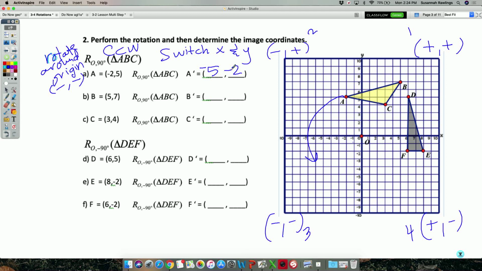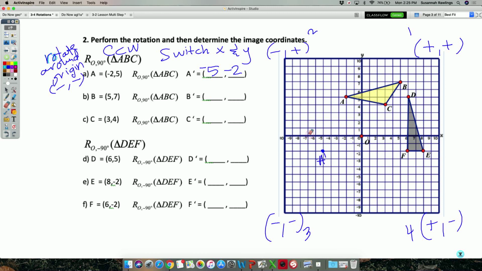Negative 5, negative 2. Alright, let's look at point B. Oh, sorry, let's graph that first. So negative 5, negative 2 would be a what? Prime. Good.